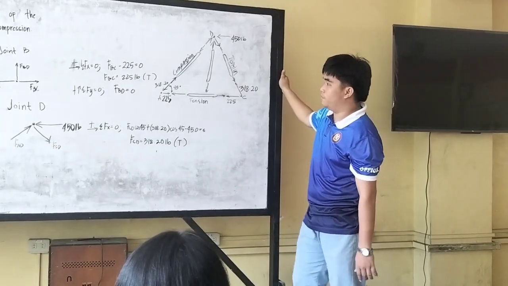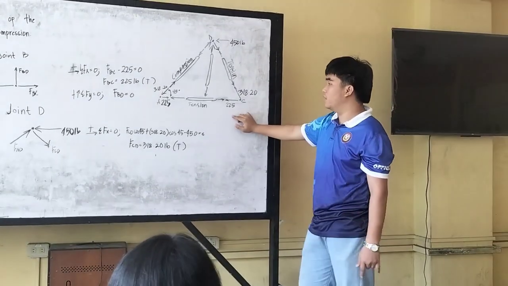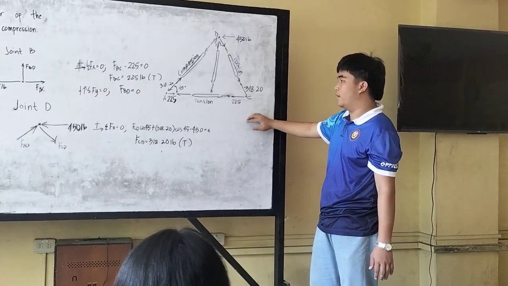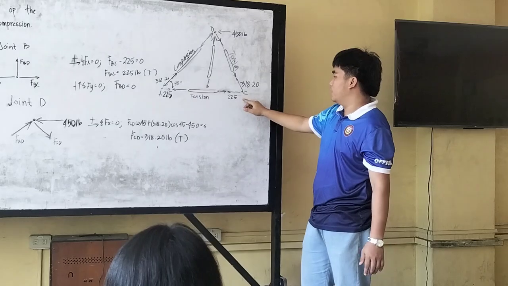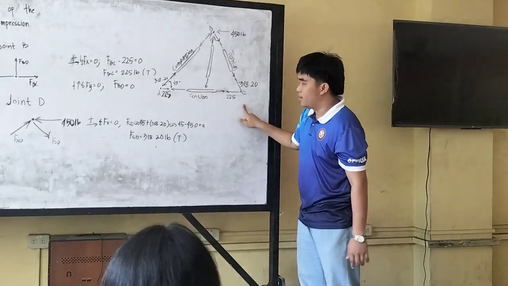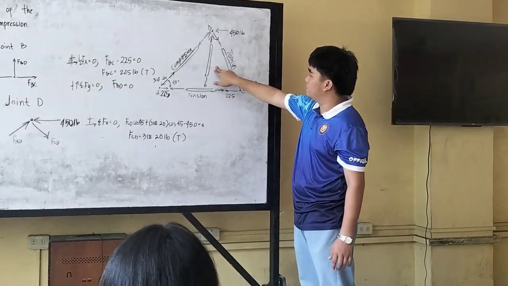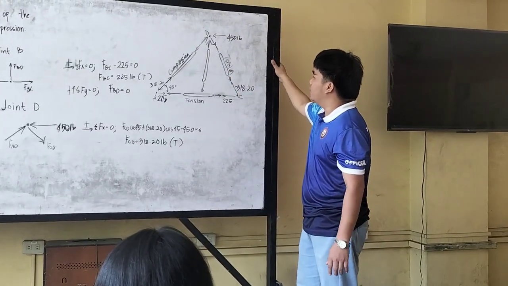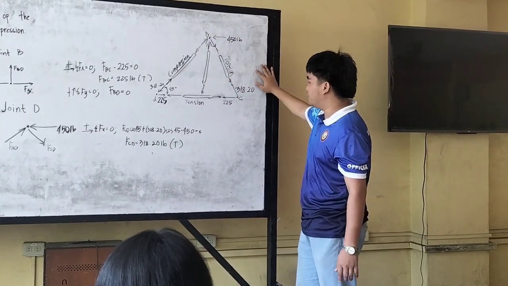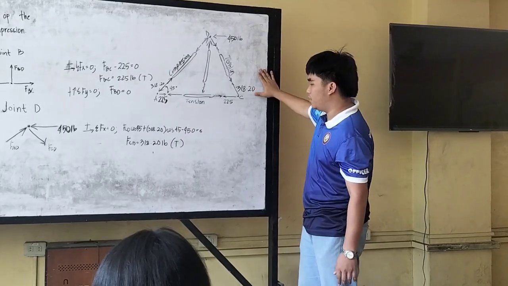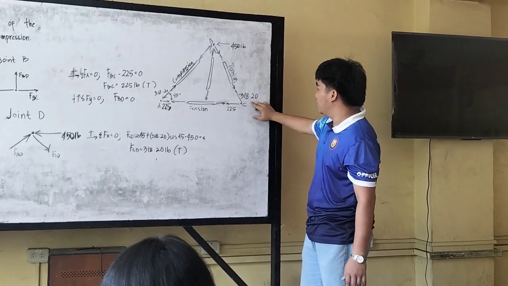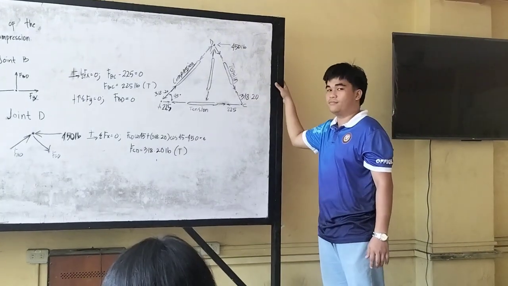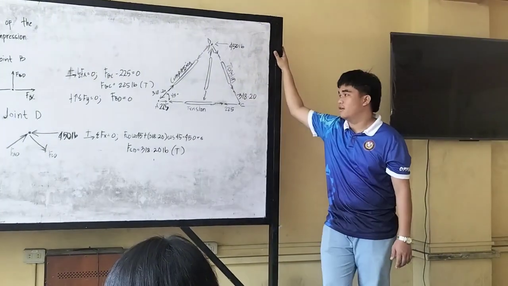So at joint B we have the FBC. So our answer is 225 pounds tension. Then our FBD has no forces, so we have 0 answer. Then the FCD we have 318.20 here, in tension. So that's the answer.